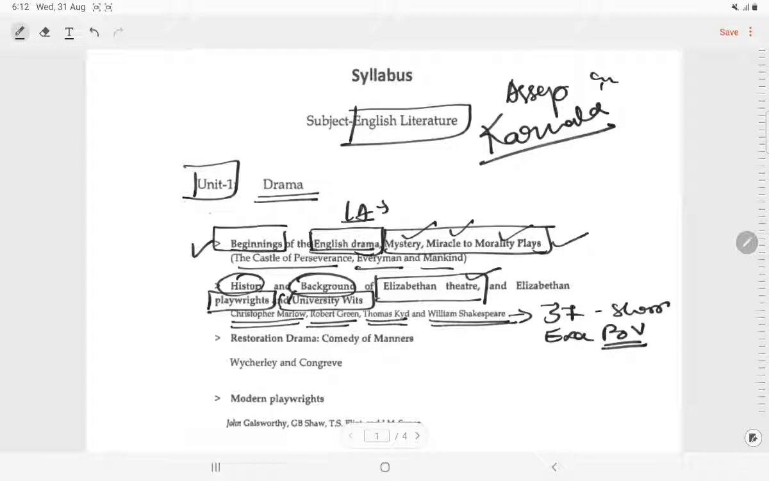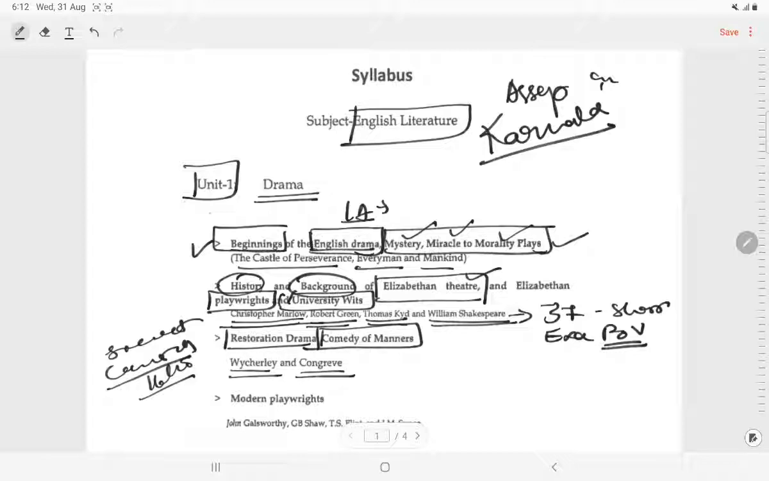Coming to the next part, restoration drama. This drama talks about society and the contemporary life of the restoration. Here the very important dominant genre is comedy of manners. In that context again William Wycherley and Congreve, for example Congreve's The Way of the World.